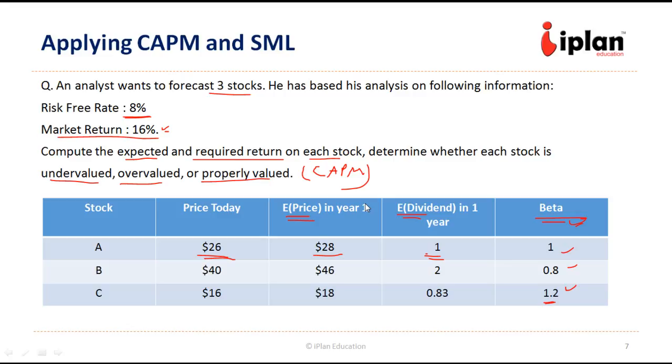So let us see, for stock A we will calculate using CAPM. We are calculating the expected rate of return, what should be there. Since beta is 1, it should give the market rate of return, or we can simply put the values: 8% plus 1 into the risk premium, 16% minus 8%. So 8 plus 8 is 16%. This should be the expected return.